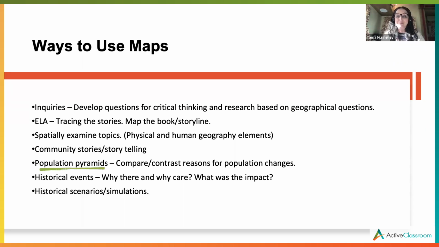Looking at population pyramids, which are a little difficult to make, but I'm happy to share that with you. And then historical events and historical scenarios. You know, ancient world history, right? Who cares? Well, there are reasons to care. And by using maps, we can help our students to understand that.